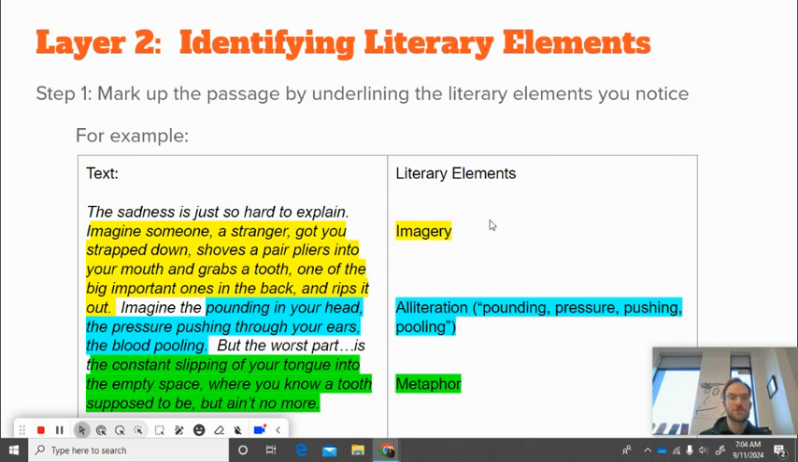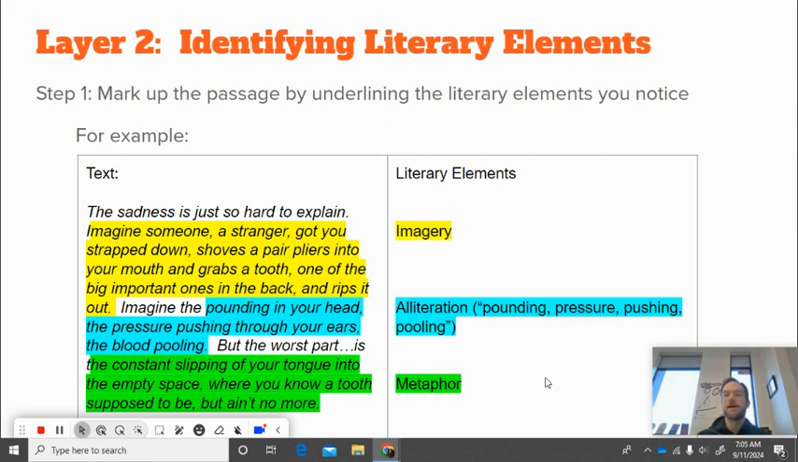So I have this passage from Long Way Down again. The sadness is just so hard to explain. Imagine someone, a stranger, got you strapped down, shoves a pair of pliers in your mouth, grabs a tooth, one of the big ones, rips it out. Imagine the pounding in your head, pressure pushing through your ears, blood pooling. But the worst part is the constant slipping of your tongue into the empty space where you know a tooth's supposed to be, but ain't no more.